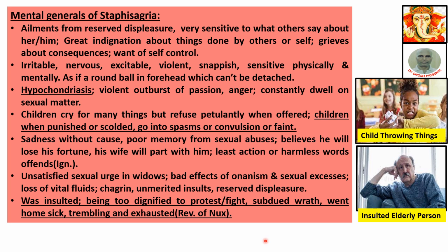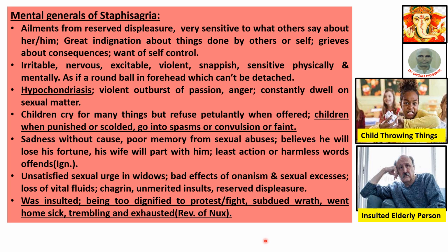And sometimes some imaginary trouble gives rise to a serious problem. This is hypochondriasis. Violent outburst of passion, anger, constantly dwell on sexual matter. Children cry for many things but refuse petulantly when offered. Children, when punished or scolded, go into spasm or convulsion or faint. You will get such patients in the chamber. The guardian will report that, sir, if this child is slightly punished, he will go into spasms or he is going to faint. What can be done? Just give him Staphisagria 200 or 1 ml, 1 dose. This will suffice. Maybe you require a second dose, but sometimes this 1 dose is sufficient to eliminate this type of propensity.